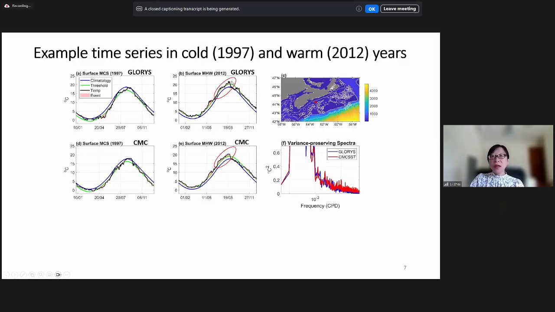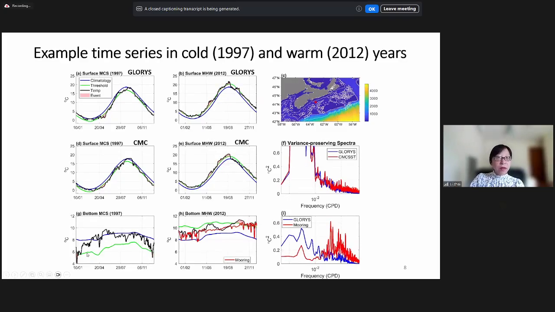The interesting thing is that the termination of this heat event was actually caused by coastal upwelling on the Scotian Shelf. This figure shows the variance-preserving spectrum from GLORYS SST in blue and CMC SST in red. Clearly you can see GLORYS reproduces reasonably well, very well actually, both the seasonal and subseasonal variations of sea surface temperature.